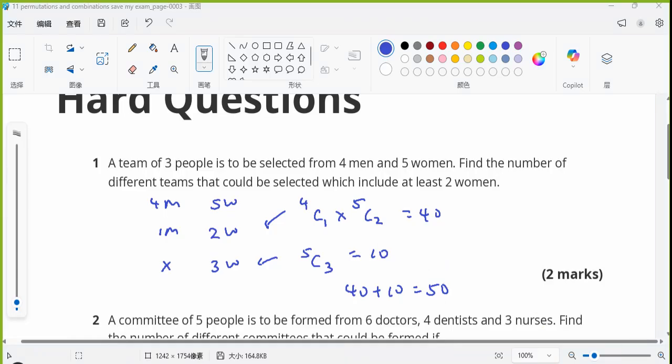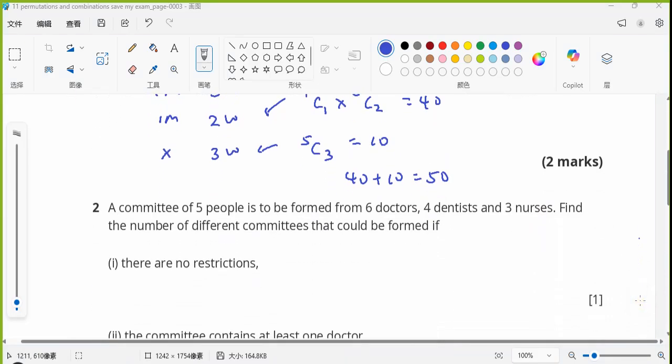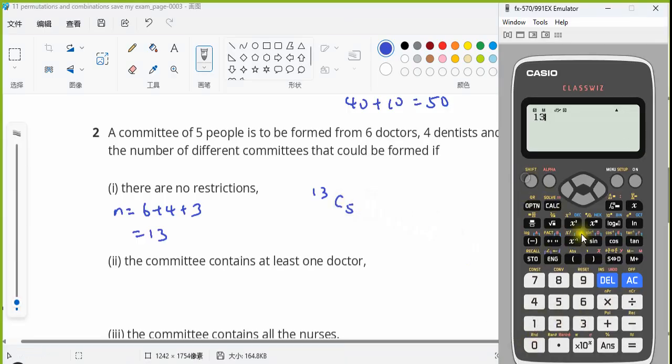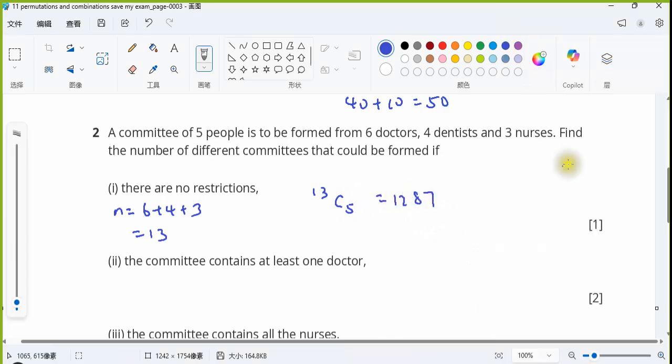Yes, correct. And then next, a committee of 5 people is to be formed from 6 doctors, 4 dentists, 3 nurses. Find the number of different committees that could be formed if there is no restriction. So n is 6 plus 4 plus 3, which is 13. So out of 13, we choose 5. So this is 13 choose 5, which is 1287.